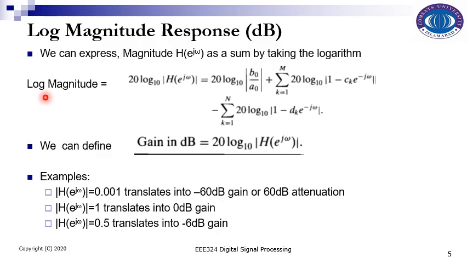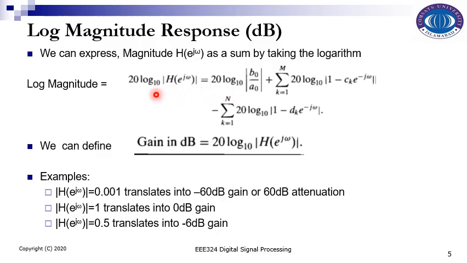We had earlier expressed the magnitude of the frequency response as a product of the zero factors divided by the product of the pole factors. It could be more convenient to express this product of H(e^jω) instead as a sum, by taking the logarithm of both sides, the left hand side and the right hand side.